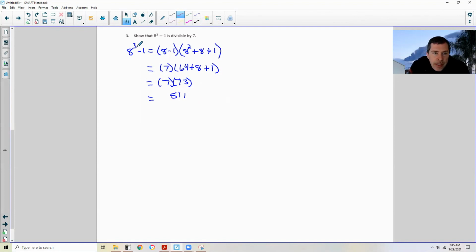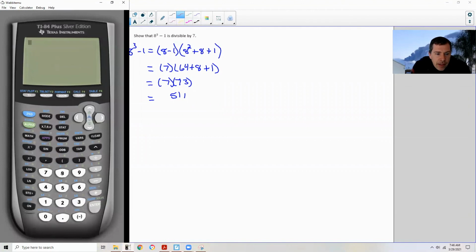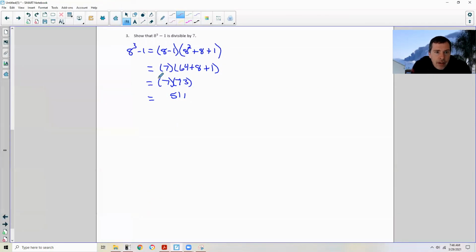Okay, so 8 cubed minus 1 is 7 times 73. If I check that with my calculator, 8 to the third power minus 1 equals 511. 7 times 73 equals 511. All right, so we just took a really big number, 511, and found two factors of it by using this formula, 7 and 73.